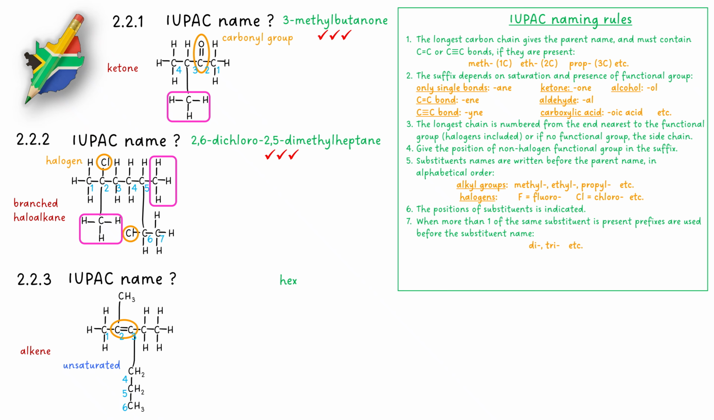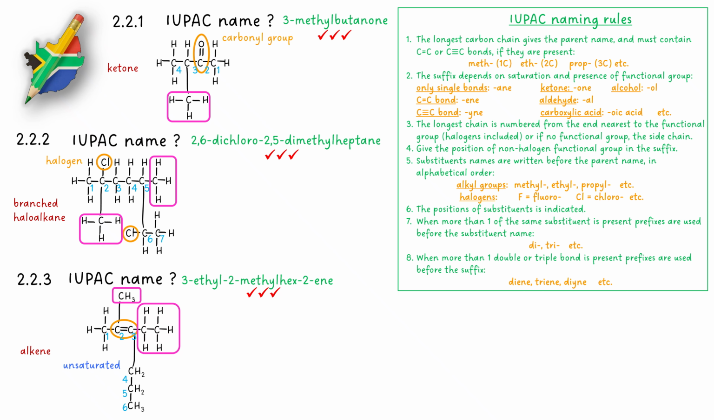Compound C is an alkene. Its longest chain is 6 carbons, so we write hex-. And we use the lower of the 2 numbers of the double bond to indicate its position. The double bond is on carbon number 2, so we write 2-ene. There is a methyl group on carbon 2 and an ethyl group on carbon 3. We must write 3-ethyl before 2-methyl, since E comes before M in the alphabet. This compound is 3-ethyl-2-methyl-hex-2-ene.